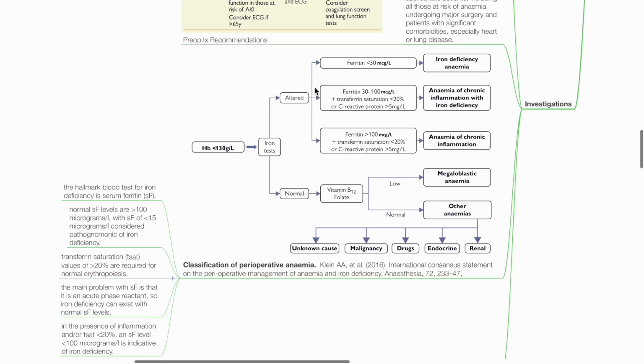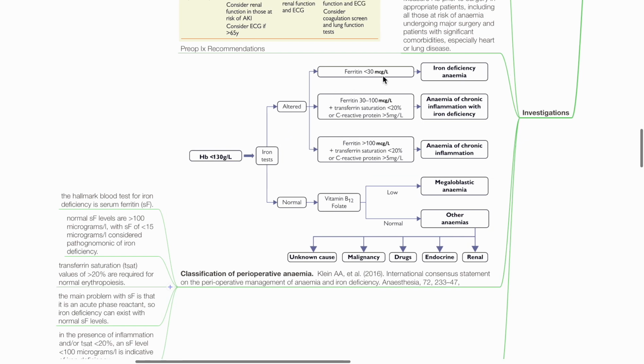This is an algorithm for classification of perioperative anemia. If Hb is less than 13 grams per dL, perform iron tests. Ferritin of less than 30 mcg per liter indicates iron deficiency anemia. Ferritin of 30 to 100 mcg per liter with transferrin saturation of less than 20% or CRP of more than 5 mg per liter indicates anemia of chronic inflammation with iron deficiency.